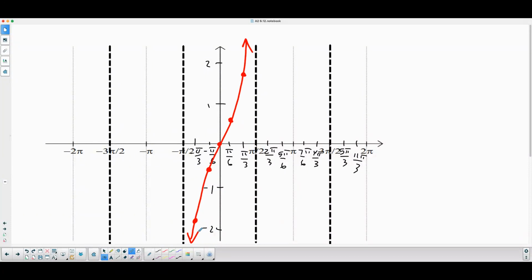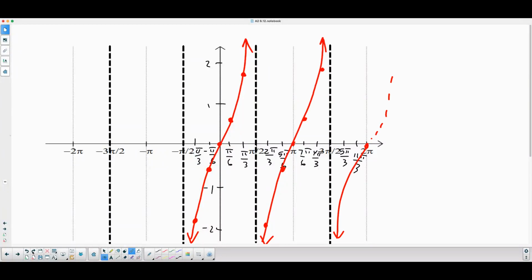And I could plot all my other points from my table, but I already know it's periodic. I know it's going to repeat, so I could just copy and paste everything over here. Just kind of transfer it. And it's going to keep repeating. And my graph stops at 2 pi, but it would keep going like that if I had more graphs there.